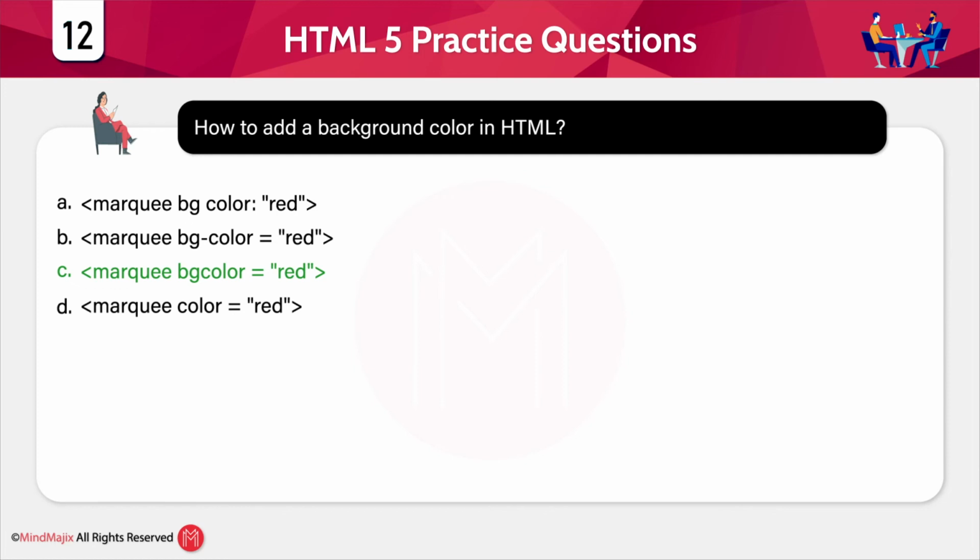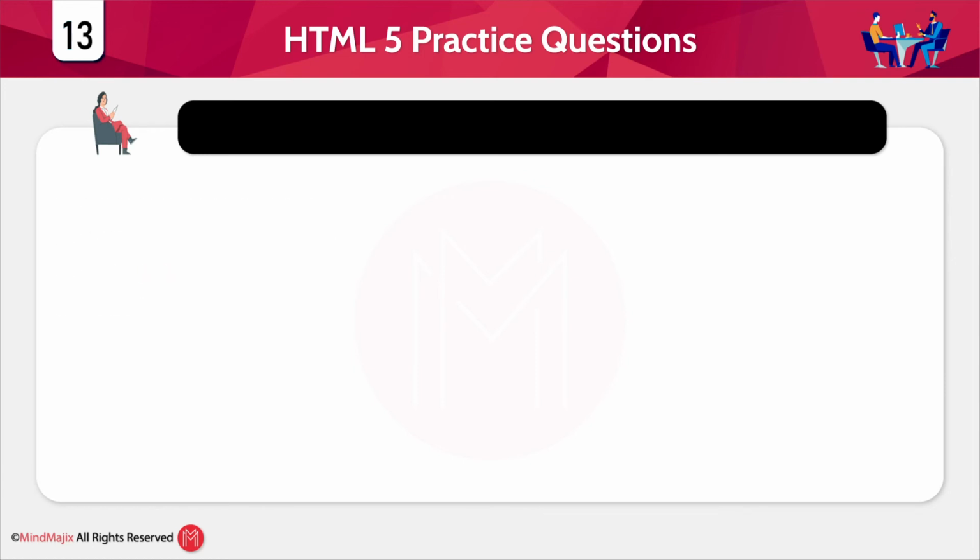Marquee is the tag. Bgcolor is an attribute whose corresponding value is red. Equals sign between attribute and its corresponding value. Attribute value must be specified within double quotes. So bgcolor is an attribute, not bg hyphen color, not bg underscore color. An attribute and its corresponding value will be separated by an equal sign. So the answer for 12th question is C, guys. C.